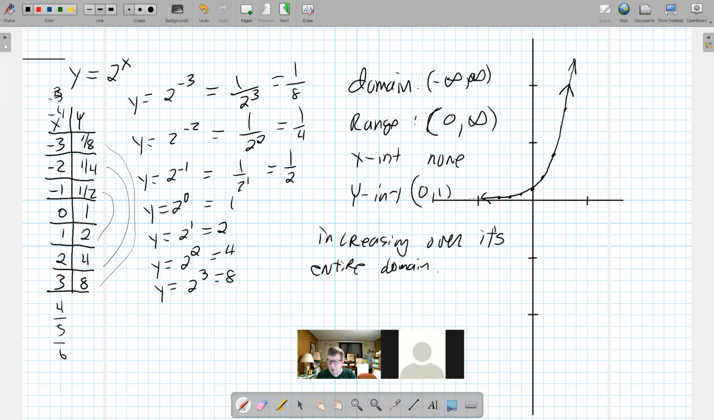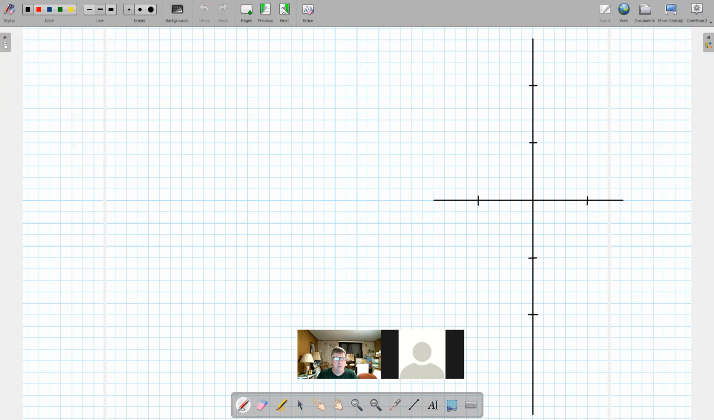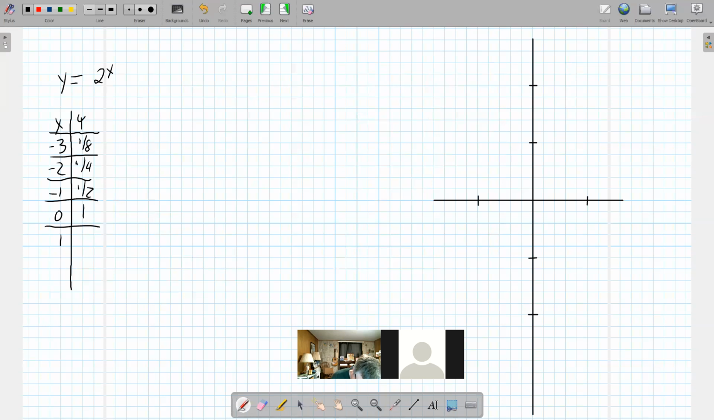All right, any questions here before we go on and look at another example? Okay. Let's take y equals 2 to the x power. Let's start again. -3 is 1/8, -2 is 1/4, -1 is 1/2, 0 gives 1, 1 gives 2, 2 gives 4, and 3 gives 8.